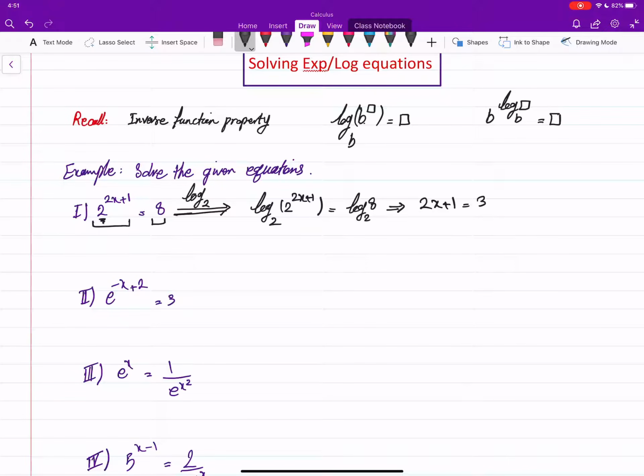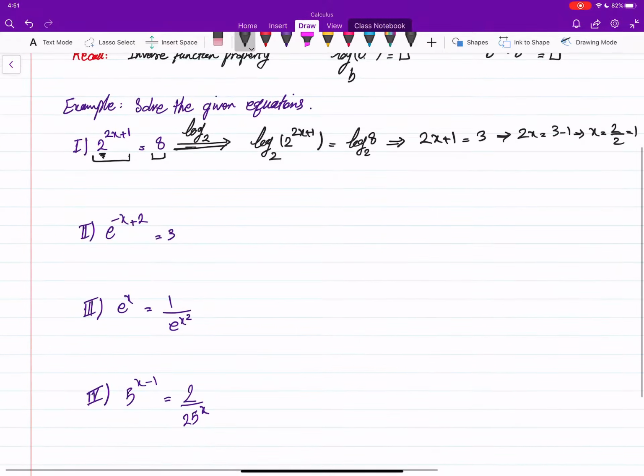Now you see this is just a regular algebraic equation. You can solve it. So isolate x and then divide both sides by 2, which gives us 2 over 2, which is 1. As I said, the key point is when you get to this point, you get rid of the exponential by that property.